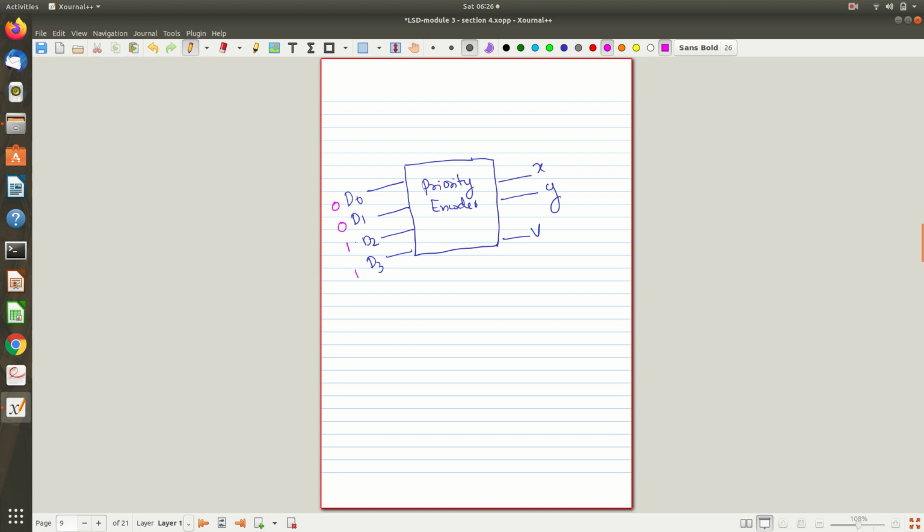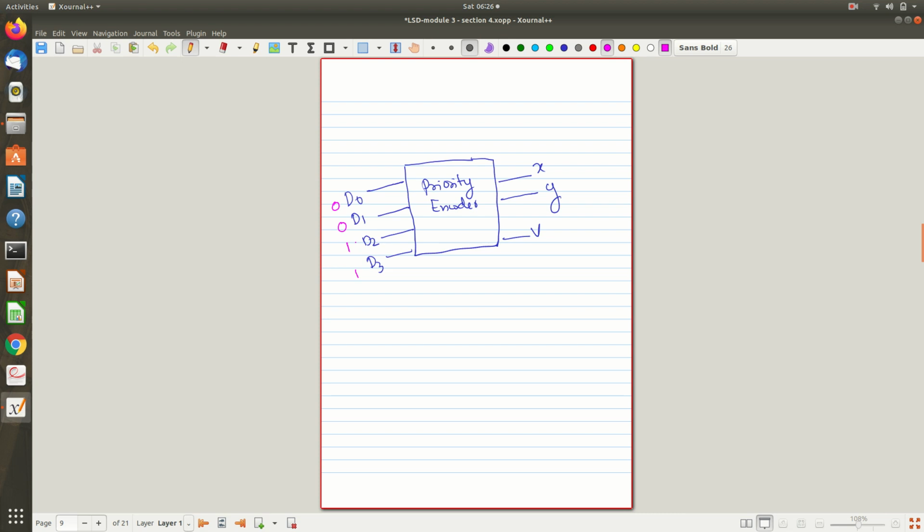Now suppose I am feeding the input like 0, 0, 1, 1. It can be anything, you can give any input, fine. So what the circuit will do, it will see whether D0 is 0. So which are all the inputs 1? As far as the user is concerned, user wants the encoding of D2 as well as D3, because they are making D2 and D3 as 1.